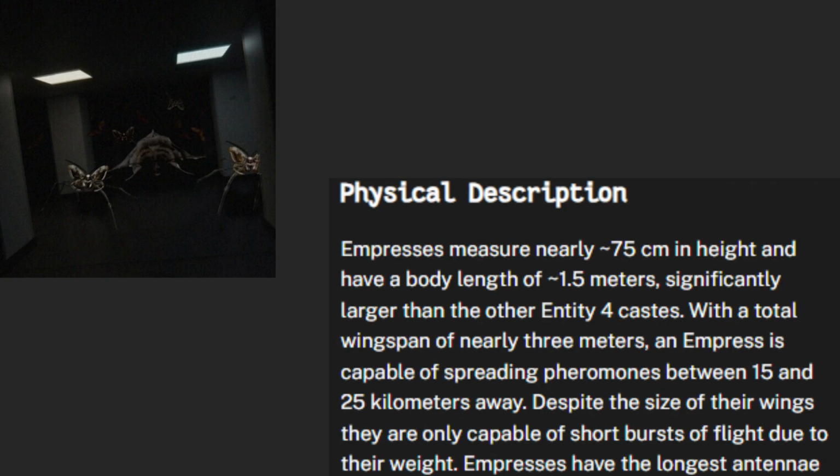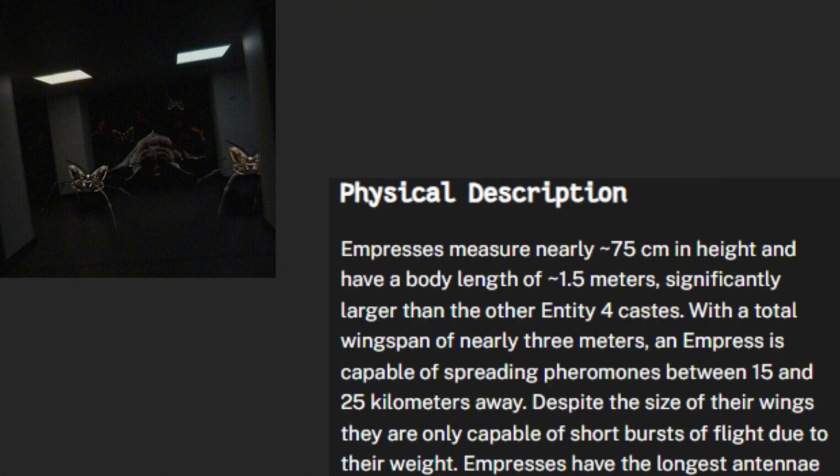Physical description. Empresses measure approximately 75 centimeters in height and have a body length of approximately 1.5 meters, significantly larger than the other Entity 4 castes, with a total wingspan of nearly 3 meters. An empress is capable of spreading pheromones between 15 and 25 kilometers away. Despite the size of their wings, they are only capable of short bursts of flight due to their weight.